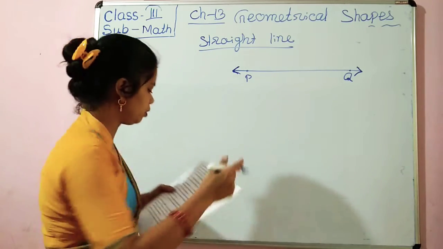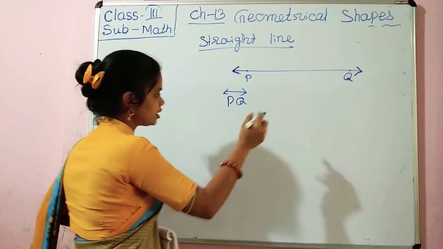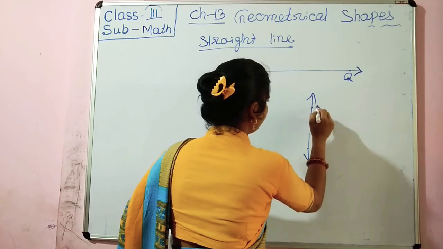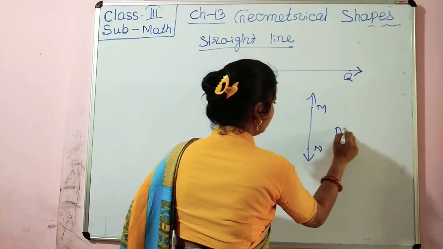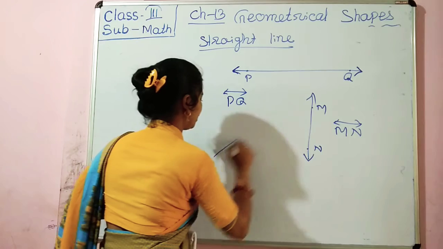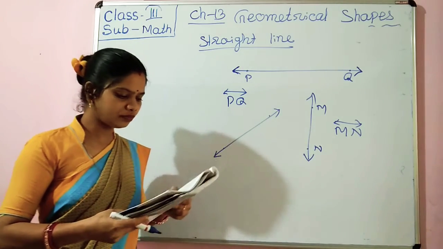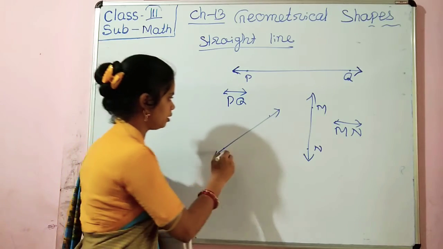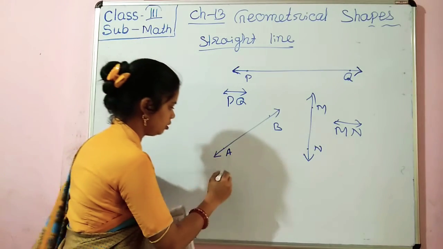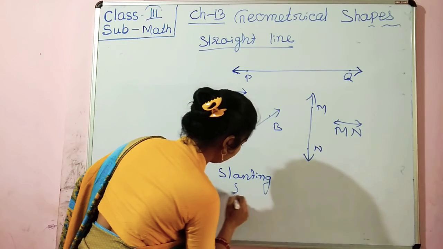Okay, we can mark the PQ. Here we call it the PQ straight line. A straight line can also be vertical. Suppose MN is also vertical. Suppose a slanting straight line: here AB is the slanting straight line.